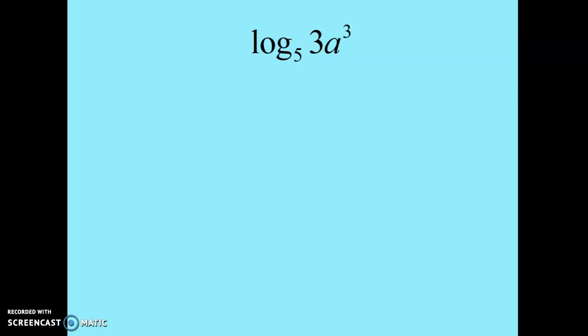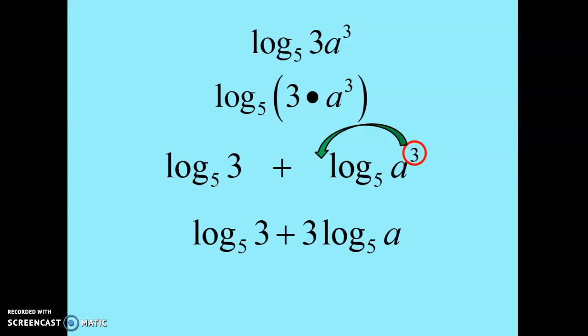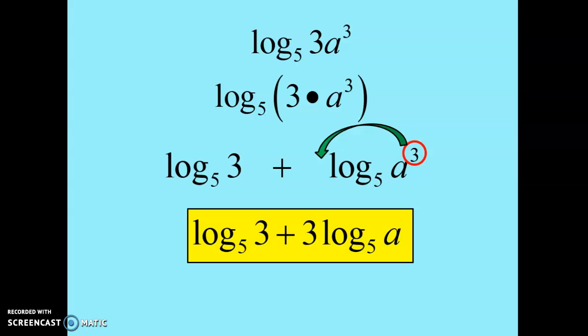Now there's a couple things happening in this. First of all, there's 3 times a to the third. Because we're multiplying 3 and a to the third together, we're going to have 2 separate logs that are being added together. The other thing that's happening here is we have a to the third, so that exponent on the a value has to become a coefficient. So that 3 is going to go back in front of the log and become a coefficient in front of log base 5. So we have log base 5 of 3 plus 3 log base 5 of a.